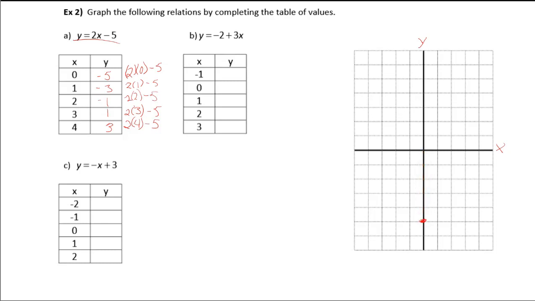Next point is at 1, negative 3. So 1, negative 3 should be here. Next point is 2, negative 1. So at 2, negative 1. Then positive 3, positive 1. And then 4, 3. So at 4, positive 3. And then you should be able to draw a line through this. So I'm actually going to use my line tool.